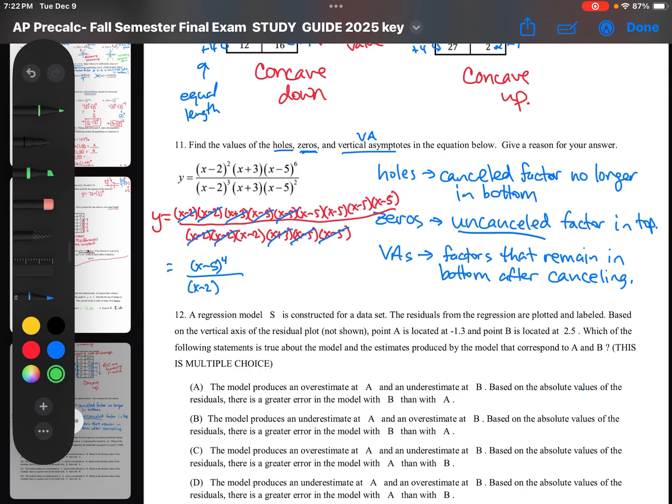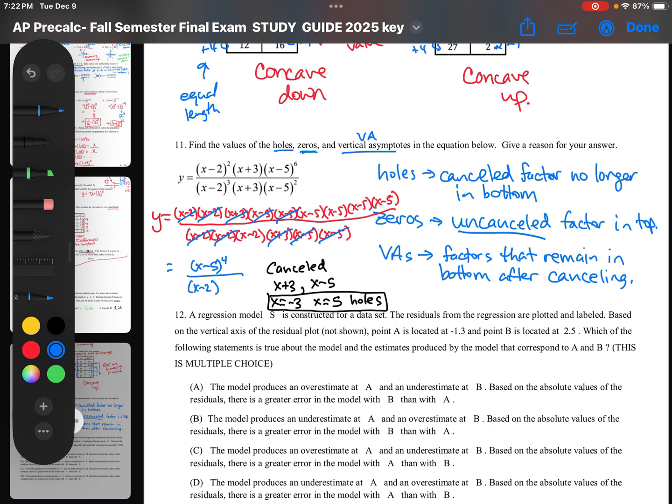Okay? All right, so holes are canceled factors that are no longer in the bottom. So I canceled x plus 3, and I canceled x minus 5. Neither one of those are in the bottom anymore, so x equals negative 3 and x equals 5 are going to be my holes. Okay?